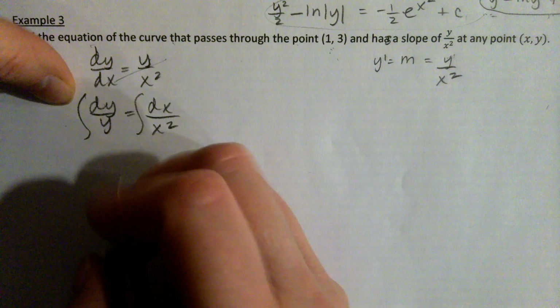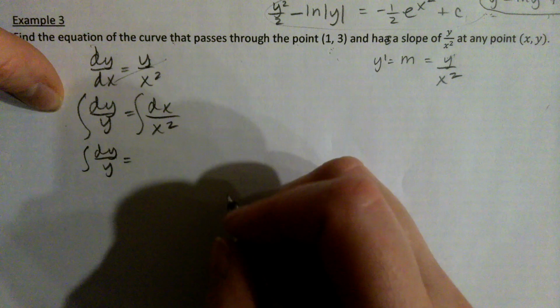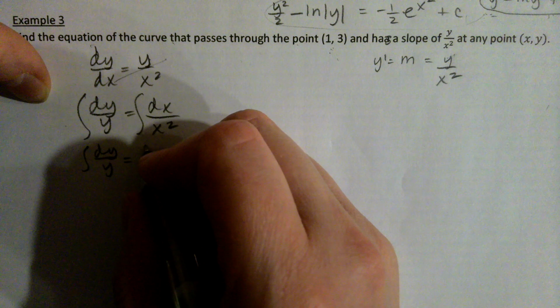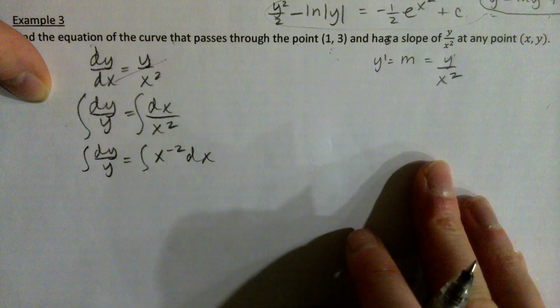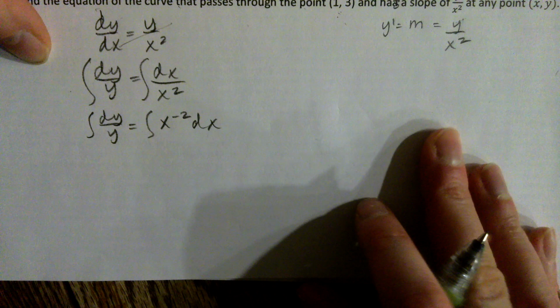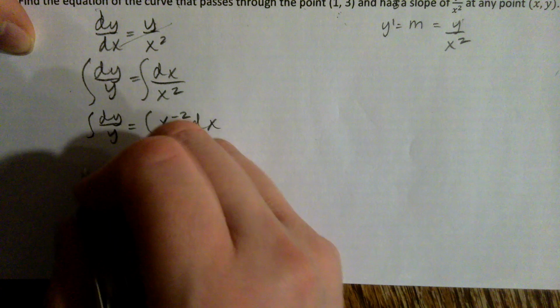So dy over y is going to just be natural log. That's all set. On the other side, it might help to have the x not in the denominator and write x to the negative 2 power dx. So that's just going to be a power rule. I think what's gotten difficult is just mixing all of these rules together. It seems like so much to remember.